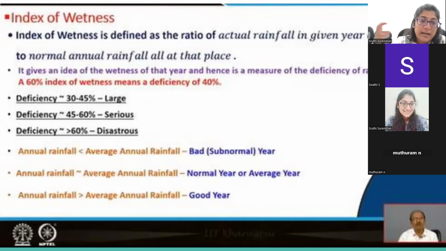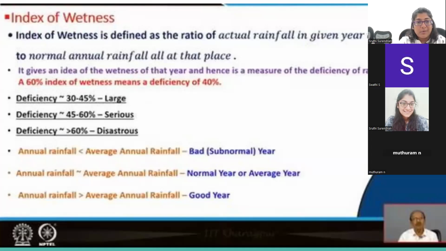So if the annual rainfall is less than the average annual rainfall, we say that it is a bad year. If the annual rainfall is almost equal to the average annual rainfall, we say it's a normal year or an average year. But if the annual rainfall exceeds the average annual rainfall, we say it's a good year. So if the average annual rainfall is say 10 mm and in a particular year you get 12, then we say it's a good year. If in a particular year you get 9, we say it's a bad year. If it is equal to 10, we say that it is an average year.